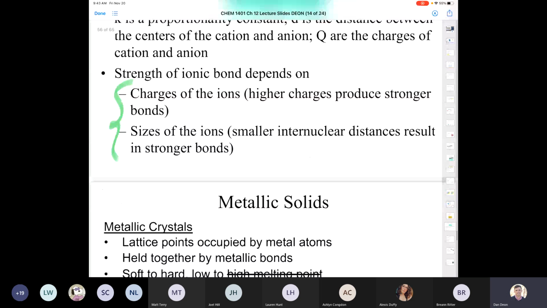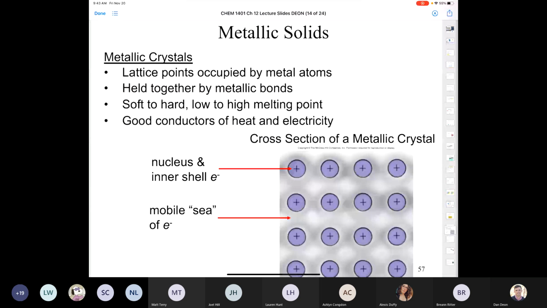That brings us to metallic solids. Metals, if you look at the periodic table, most of the elements in the periodic table are metals, and most of them are solid. There are exceptions to that. For example, mercury is a liquid at room temperature. Gallium has a really low melting point, and things like lead are soft. But most metals are, in fact, hard solids.